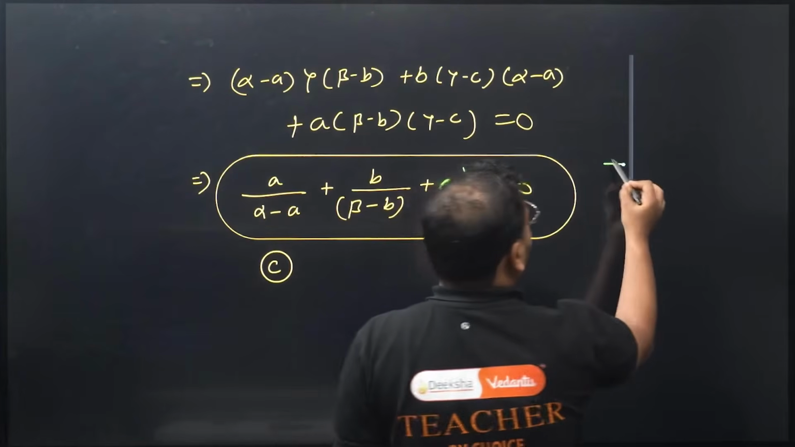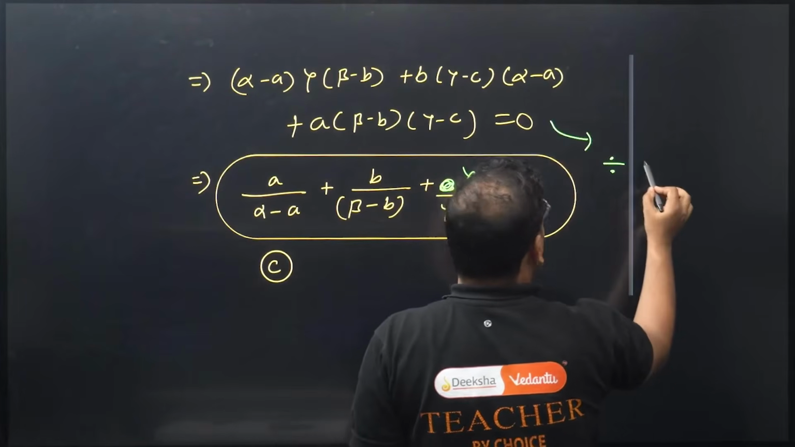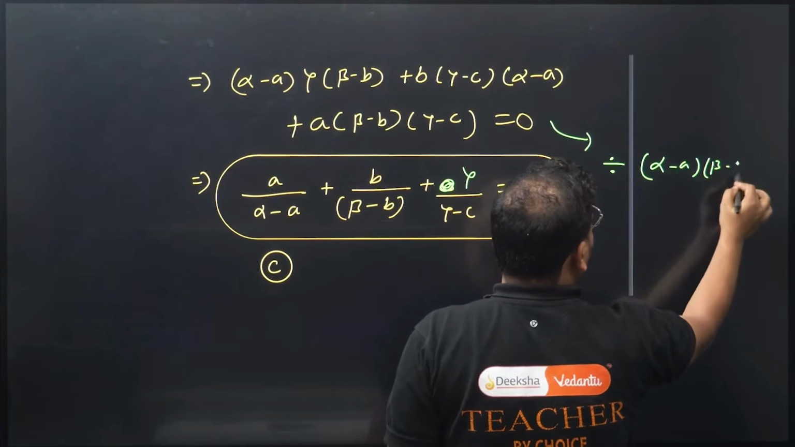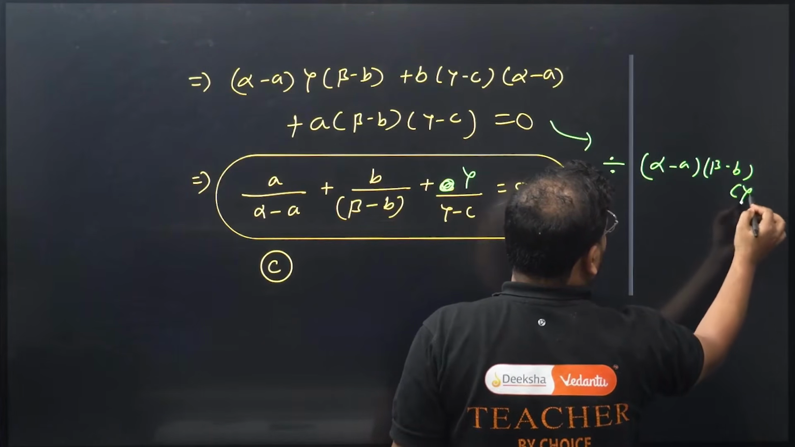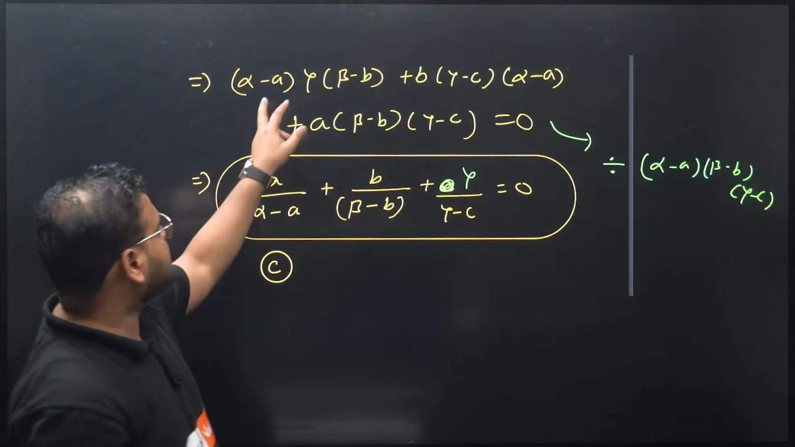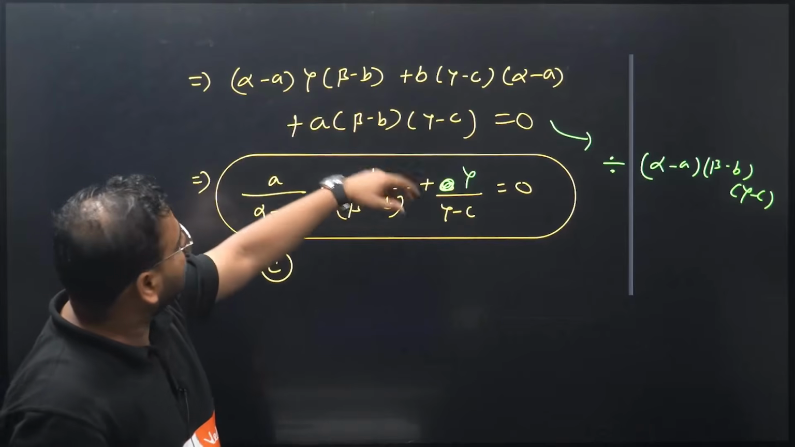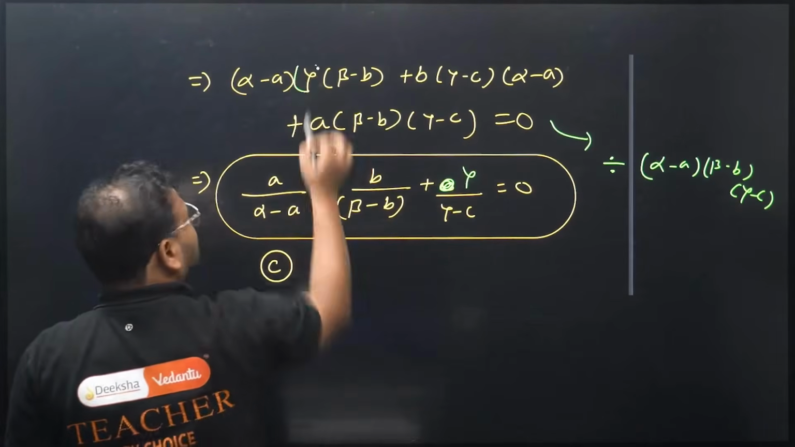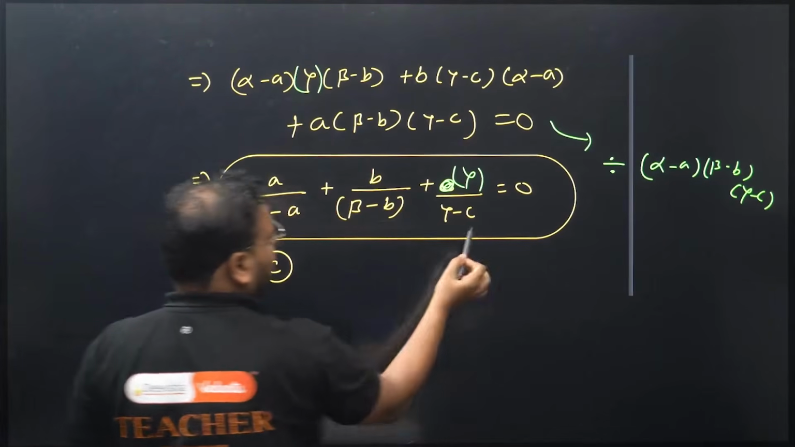Divide everything over here. What we have done? Divide everything, all the terms, by alpha minus a times of beta minus b into gamma minus c. Dividing every three terms by this thing. What happens for the first term? Divide by, you'll have only gamma minus c left. So you'll have gamma upon gamma minus c left. Please check. Gamma upon gamma minus c left.